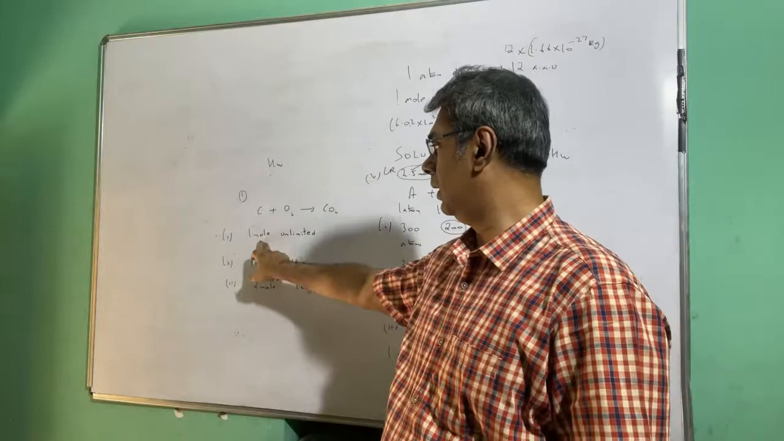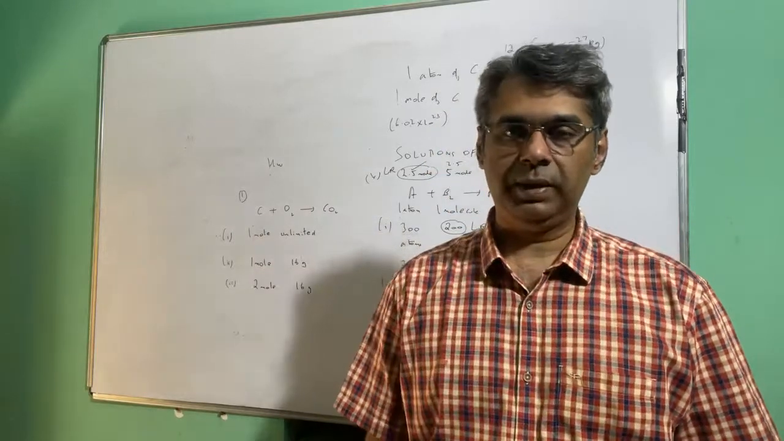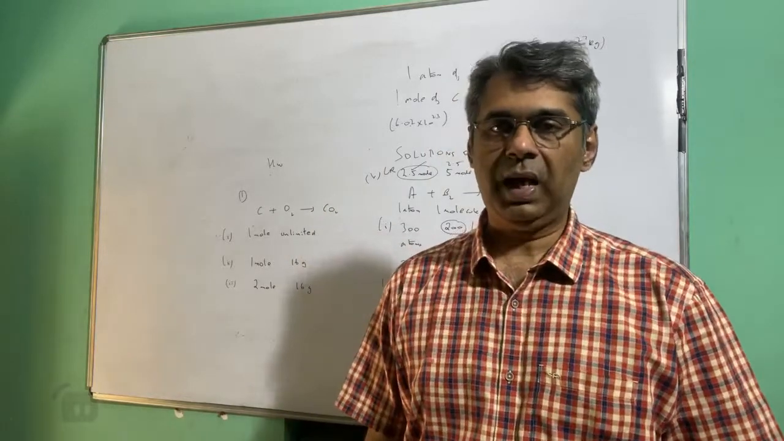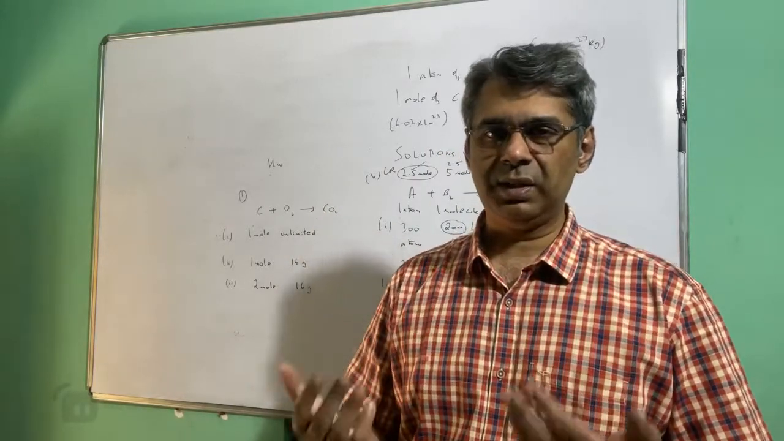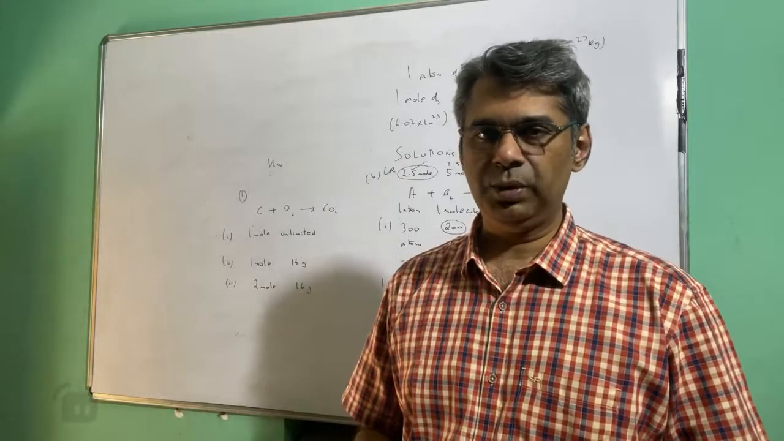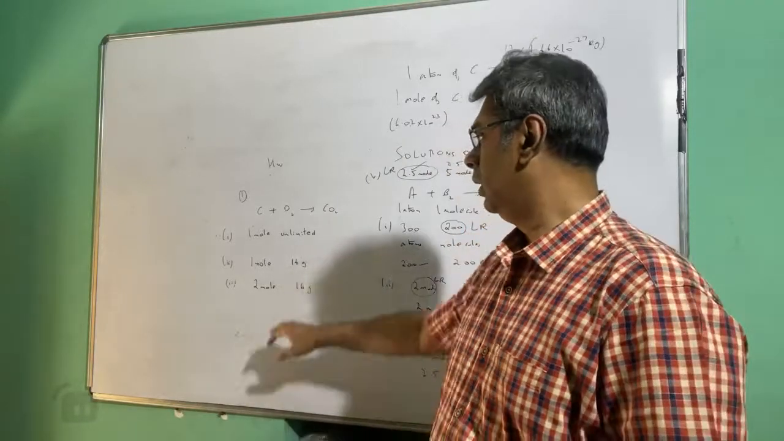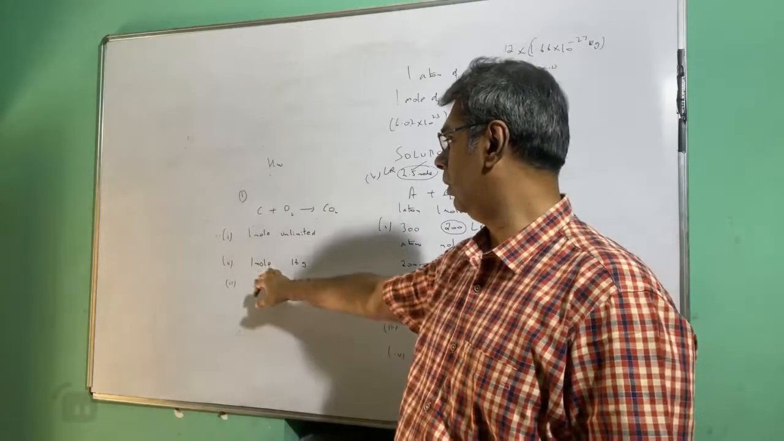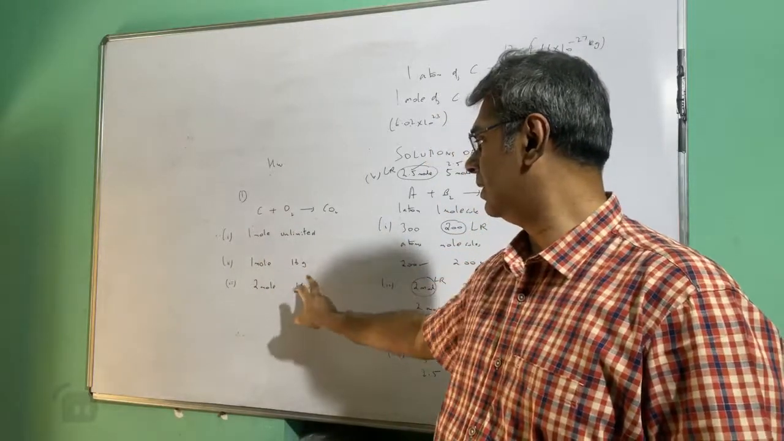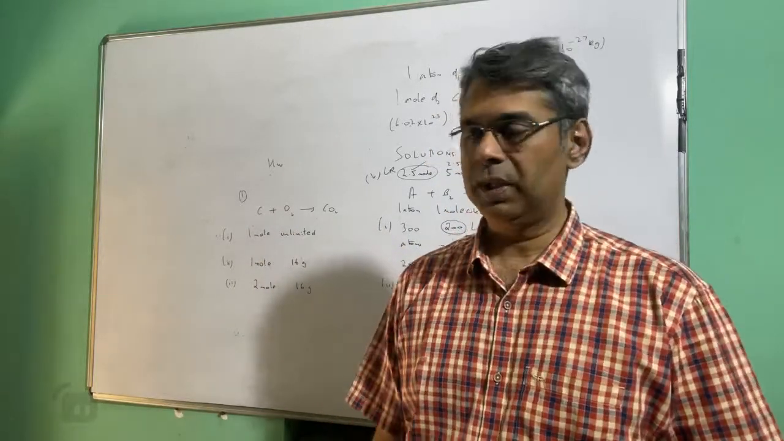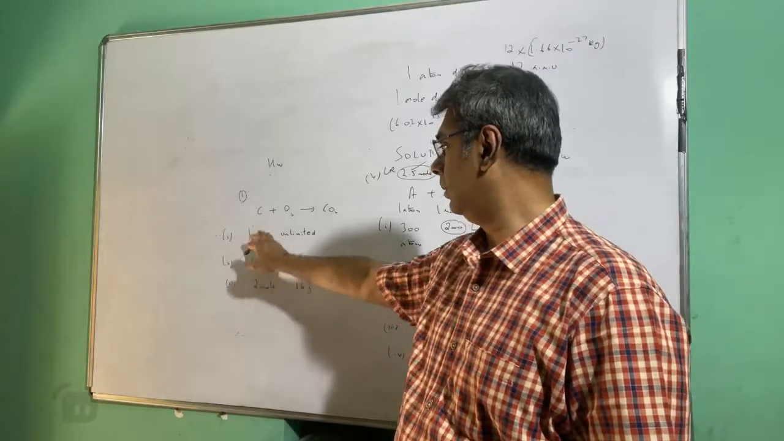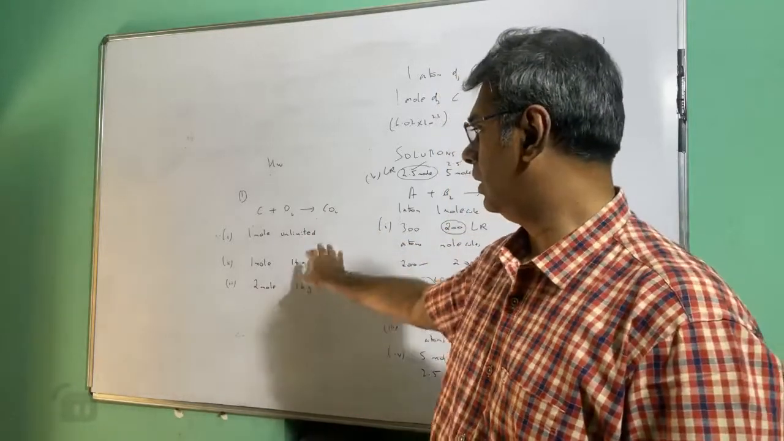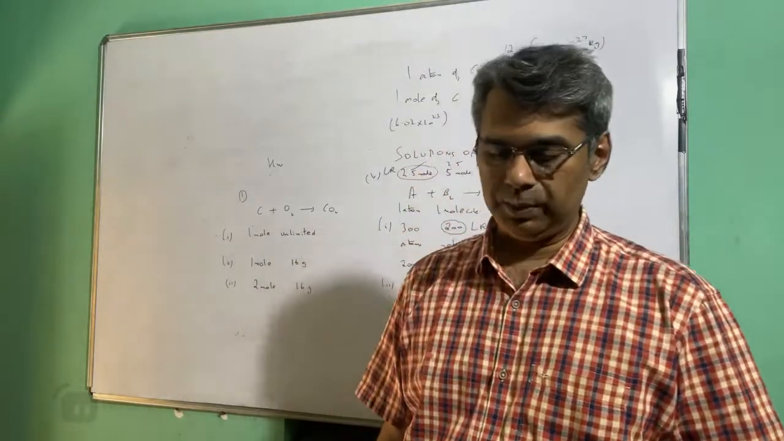First situation, carbon is 1 mole and oxygen is unlimited. You have to say how much carbon dioxide will be produced. You can give the answer in mole, in gram, or in any form you like. The second one, carbon is 1 mole, oxygen is 16 gram, how much CO2 is produced? Third one, carbon is 2 mole, oxygen is 16 gram, how much CO2 is produced? In all three of them, you have to say how much carbon dioxide is produced.